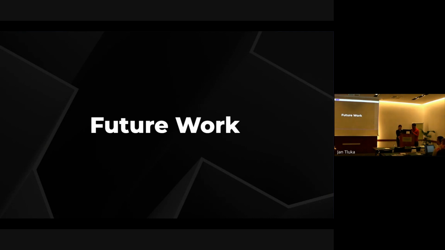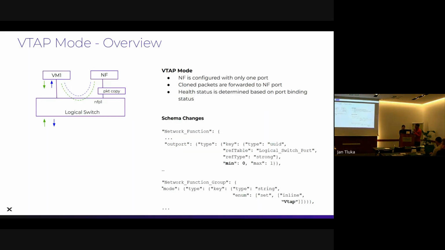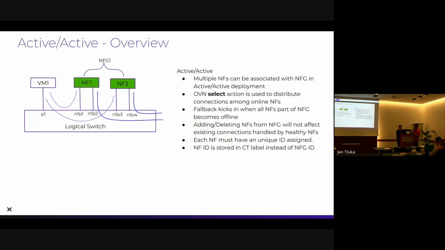And for future work, we want to support VTAP mode, in which case there is only one port assigned to the NF, and all the packets, the request and response packets, will be cloned and forwarded to the NF. In the interest of time, I'm skipping the schema. In the case of active mode, the plan is to support multiple network functions in active mode so that the load can be distributed. That's it. Thank you.